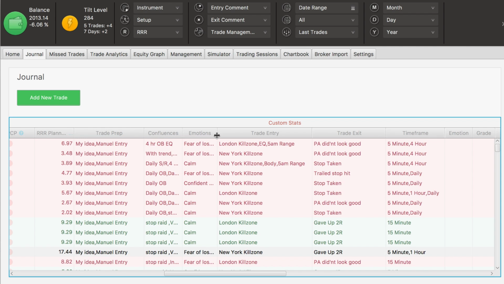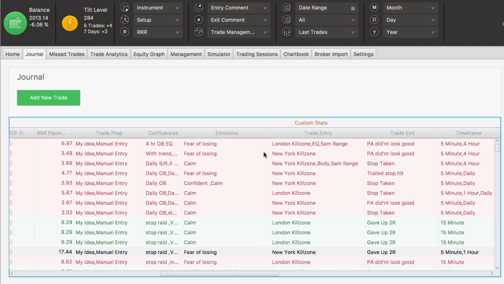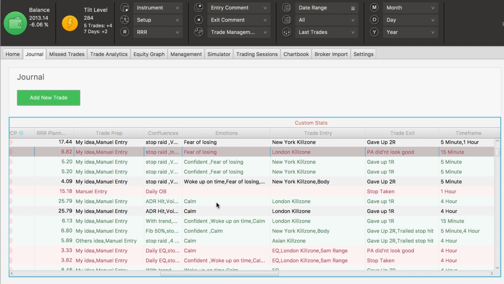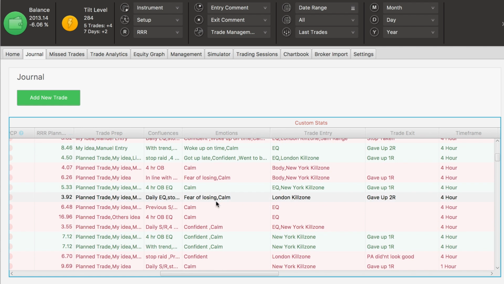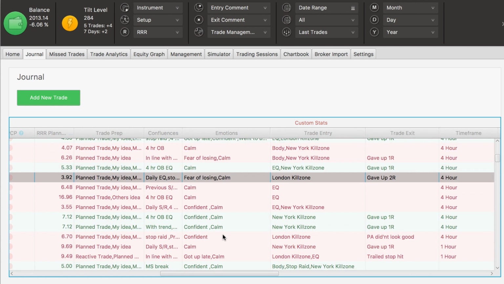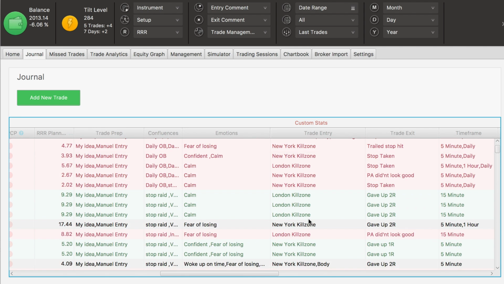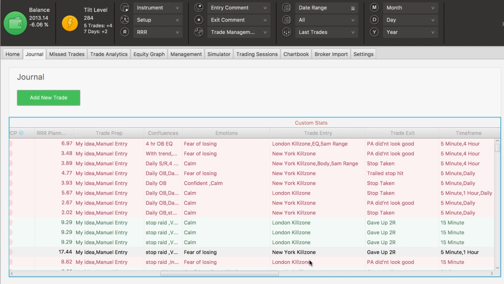When we look at the custom statistics here, for example, as the last thing in this journal, you can see that he is using emotions. He has a lot of fear of losing, which seems to be what we could have expected based on his trade management. And there are a few of those instances where he seems to be having fear of loss problems. Other than that, the trading journal does not look too bad.